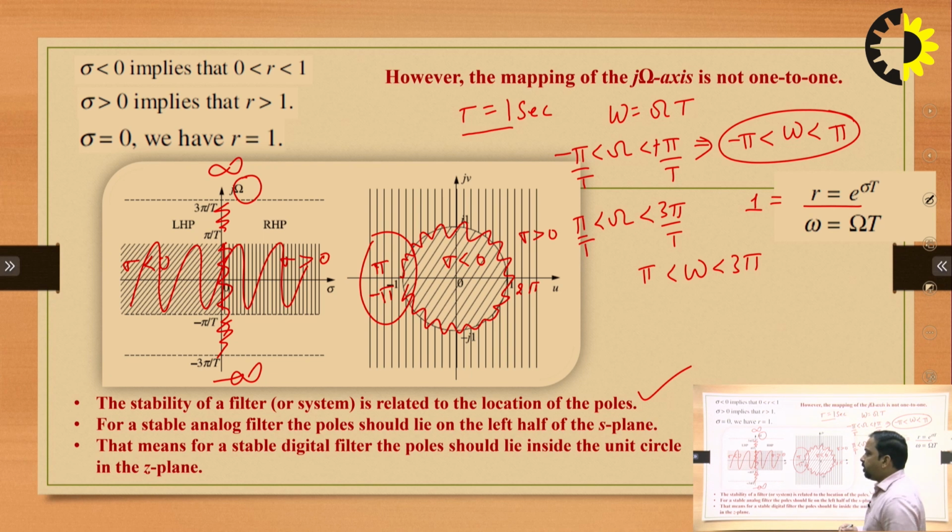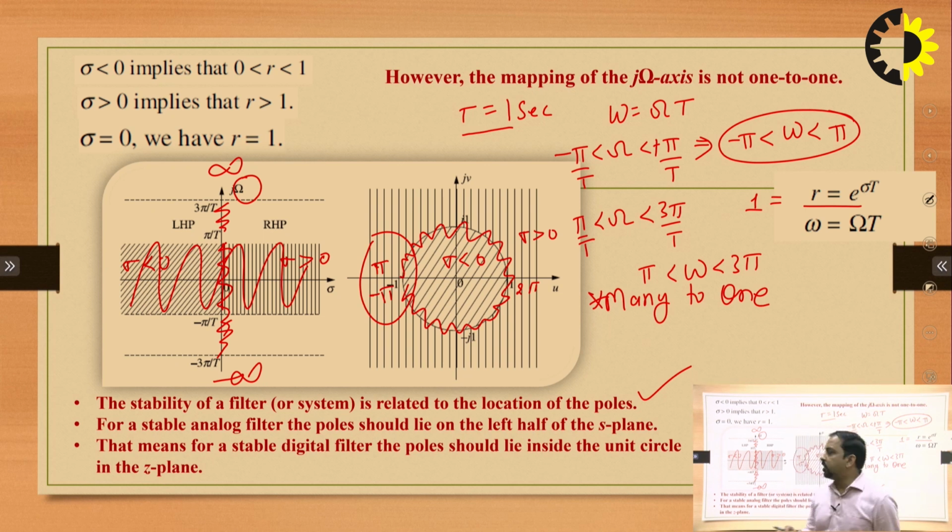So many-to-one mapping, the stability of a filter is related to the location of poles, we are already aware, and the mapping is many-to-one. This many-to-one mapping we can see in case of impulse invariance transformation. So many frequencies in the analog domain are mapped in the same region in the digital domain, which is between minus pi to pi. So that creates aliasing. And aliasing is highly intolerable.